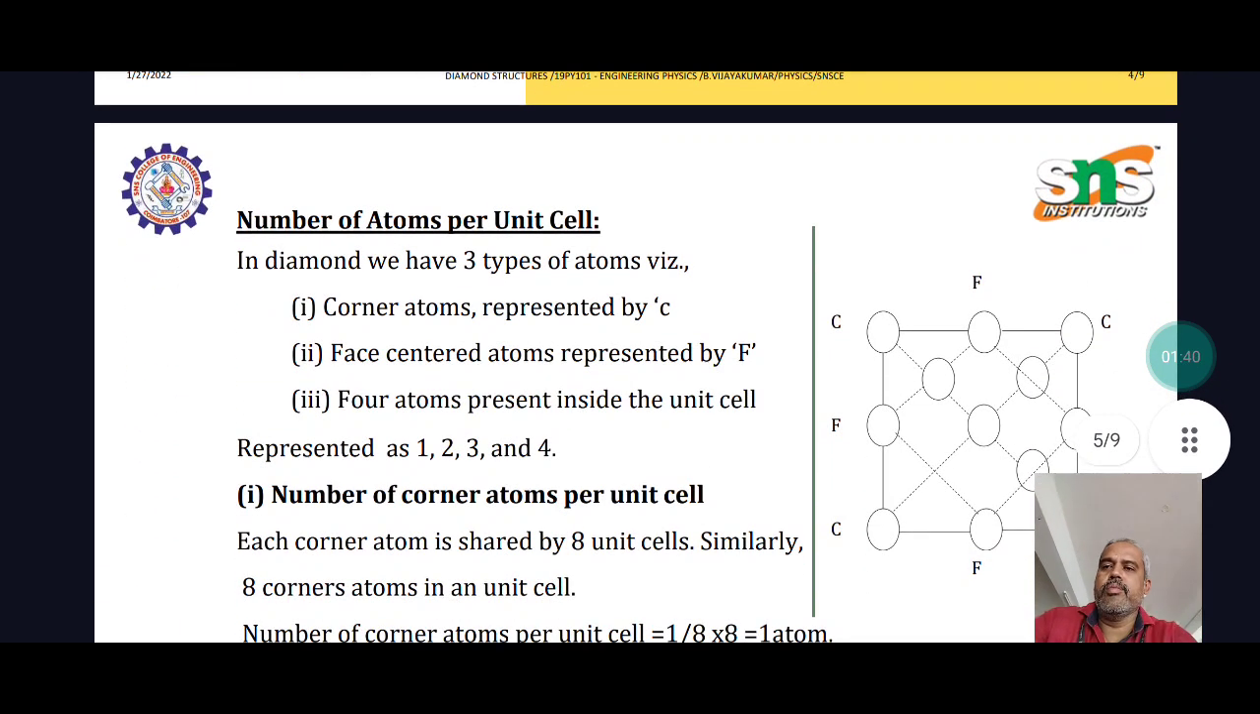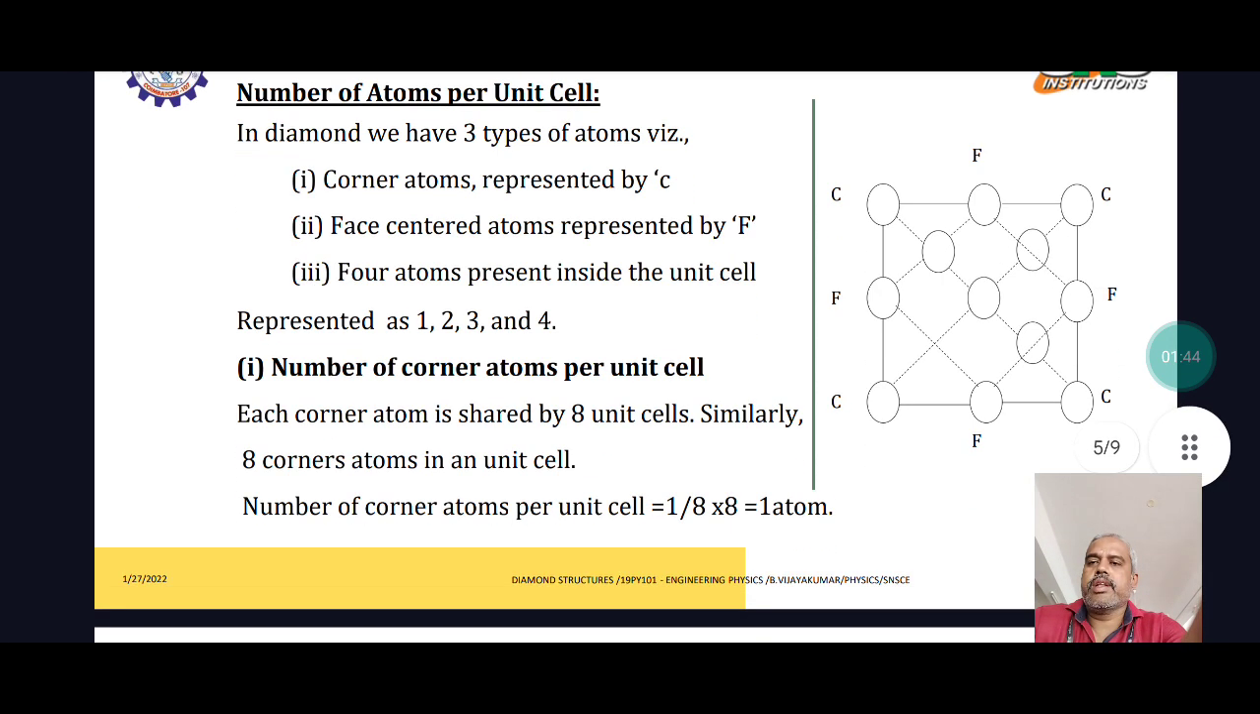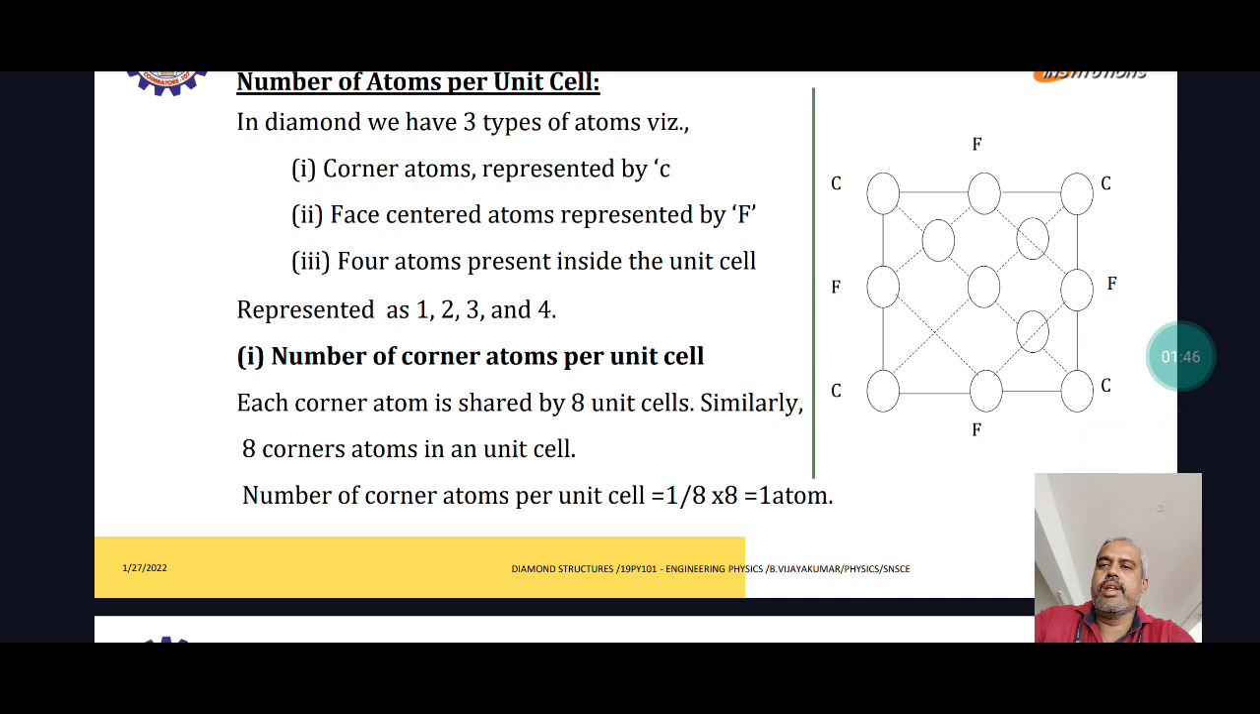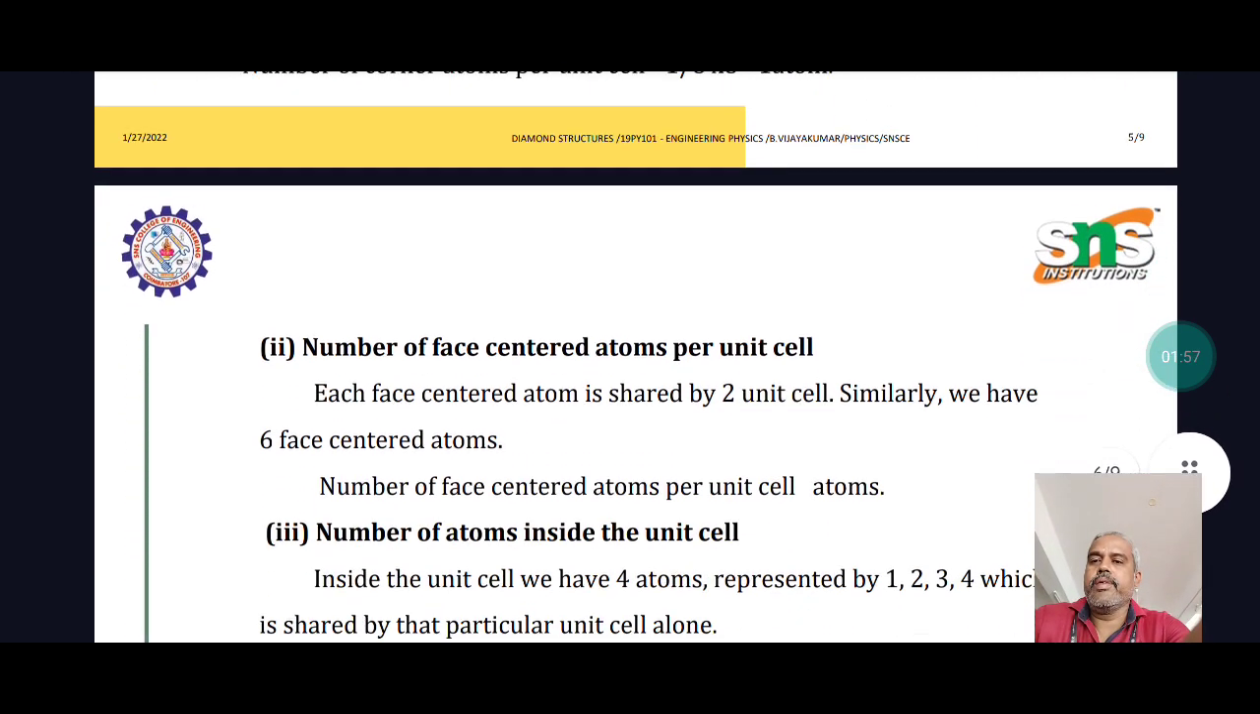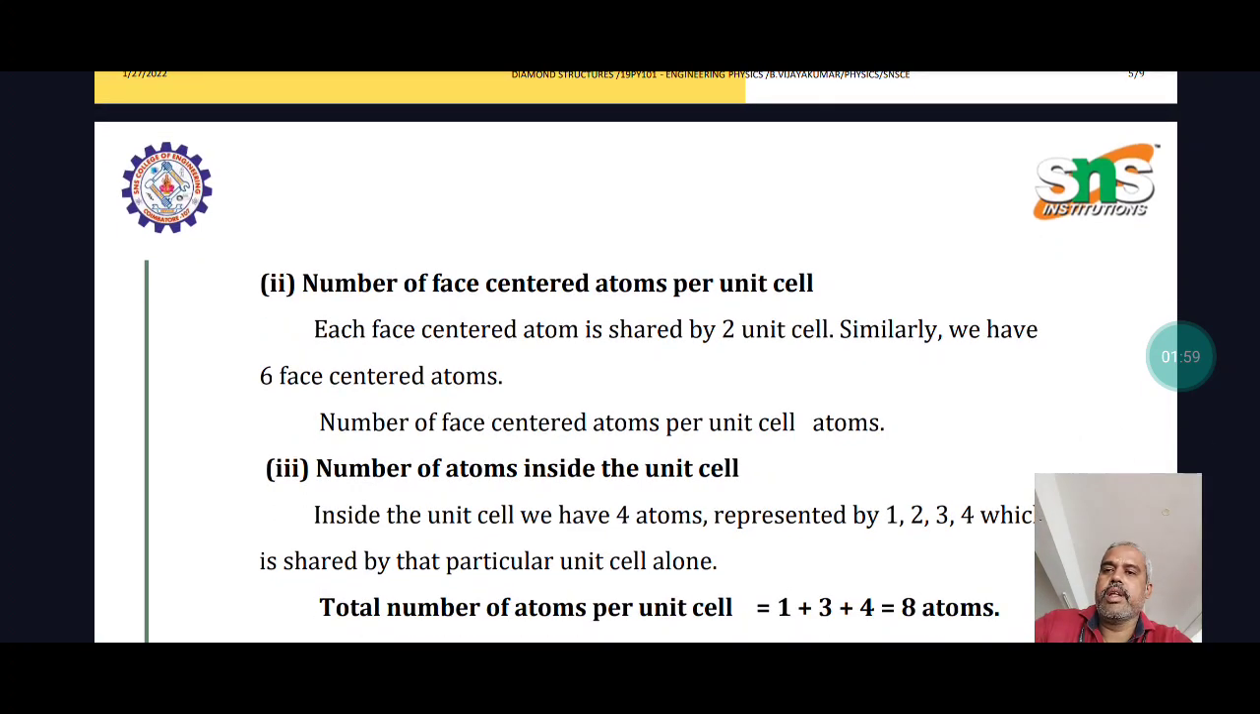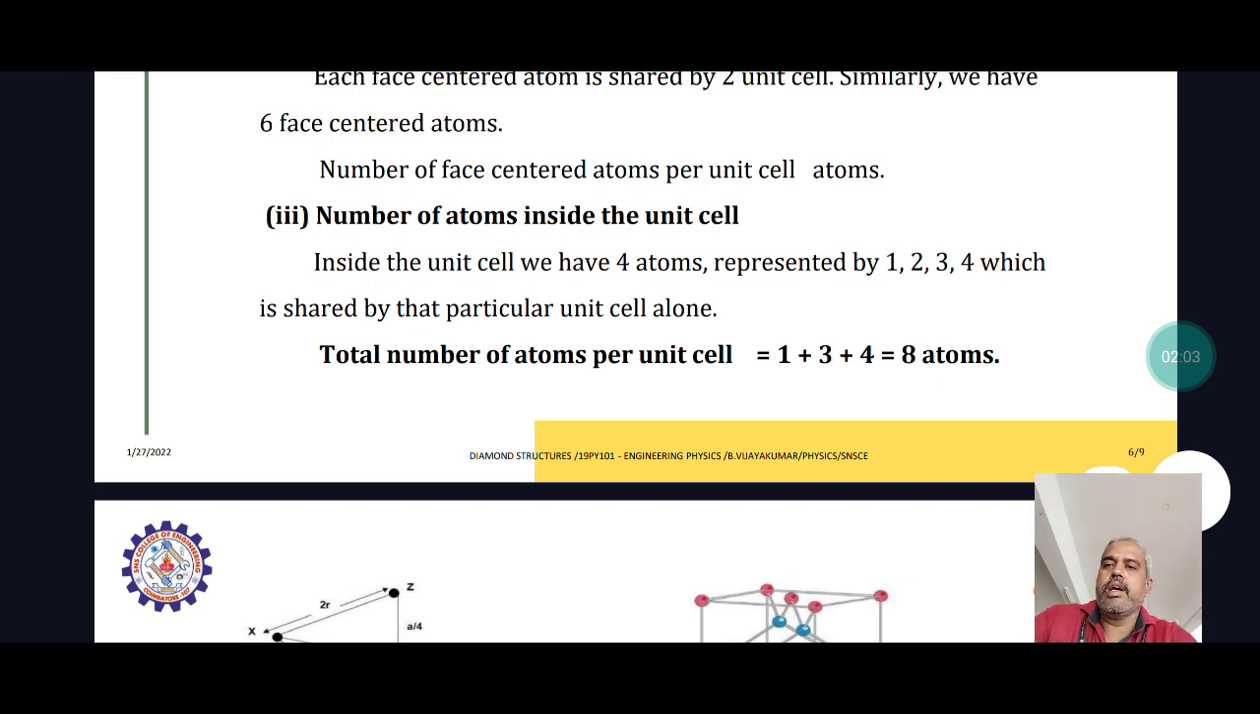So the number of atoms per unit cell: we discuss three types of atoms. One is the corner atoms, then the face-centered atoms, and the 4 atoms present inside the unit cell. The corner atoms contribute 1, the face centers contribute 3, and the atoms inside contribute 4. So we get 1, 3, 4, which is 8 atoms.